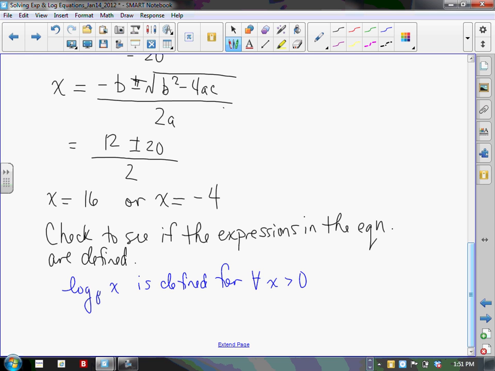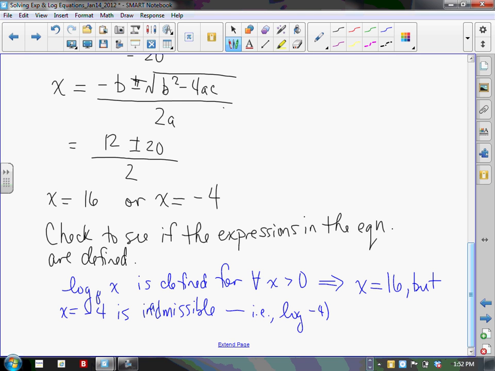So if we look at the values we have, that implies, right, that x equals 16 is admissible, but x equals minus 4 is not, so inadmissible. Okay, or in other words, we could say that the log of minus 4 to the base 8 is undefined.